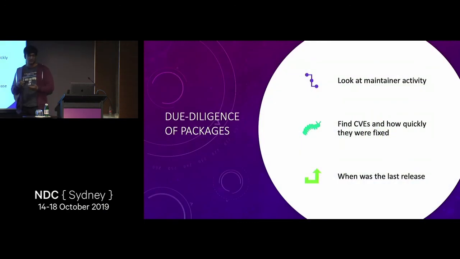As a consumer of open source projects, also please look at maintainer activity. Do your due diligence before adding these packages. Don't just go to Node.js, NPM, copy the command, install it, and good to go. Also, try to see if there are any CVEs that have been released. If so, how quickly were they fixed? When was the last release of this project? As you can see for event-stream, it was about a year ago.